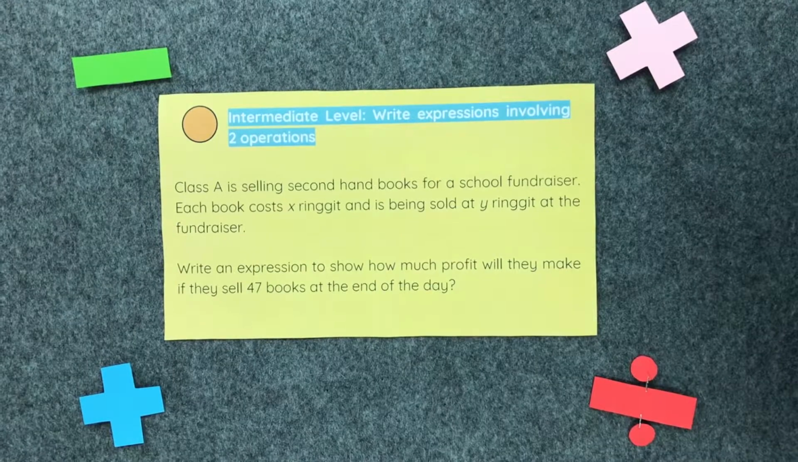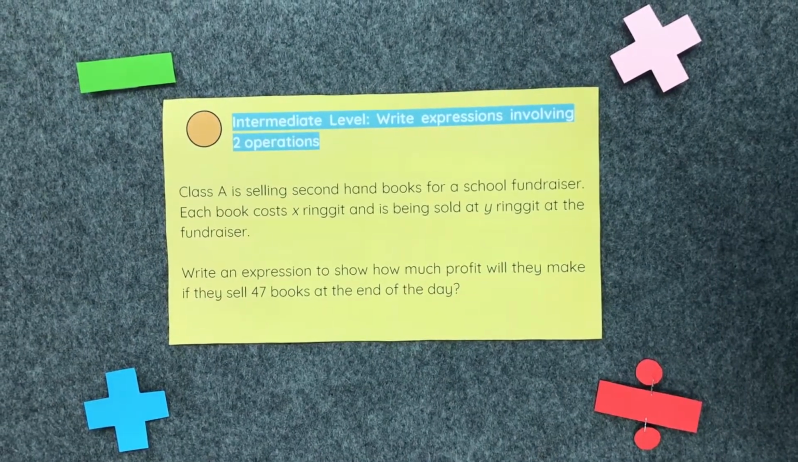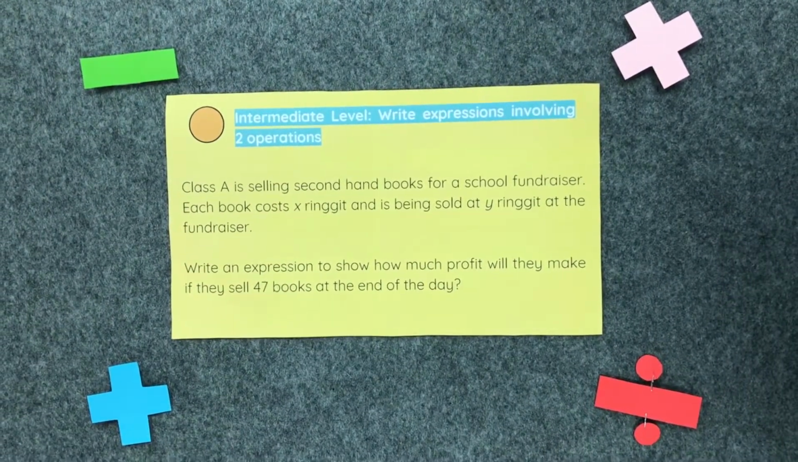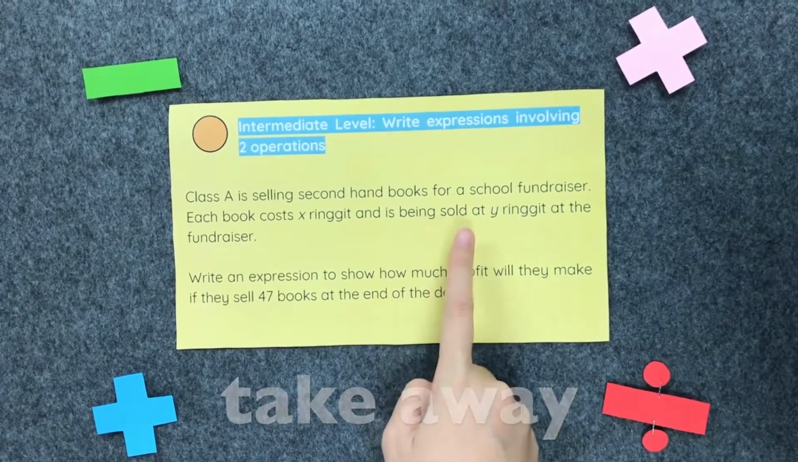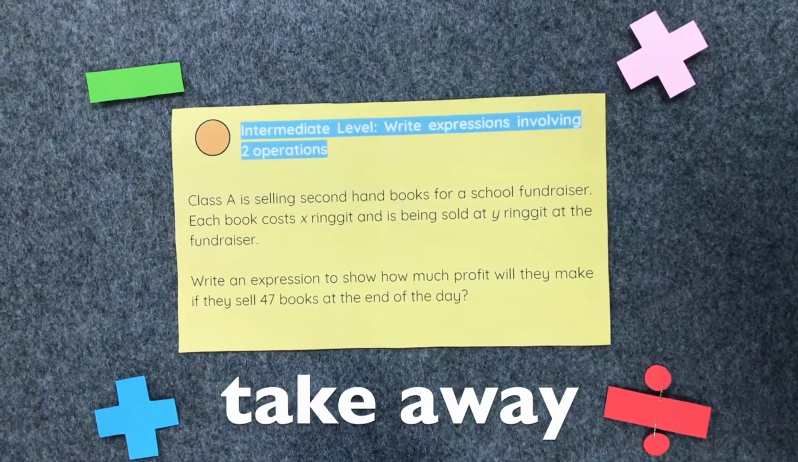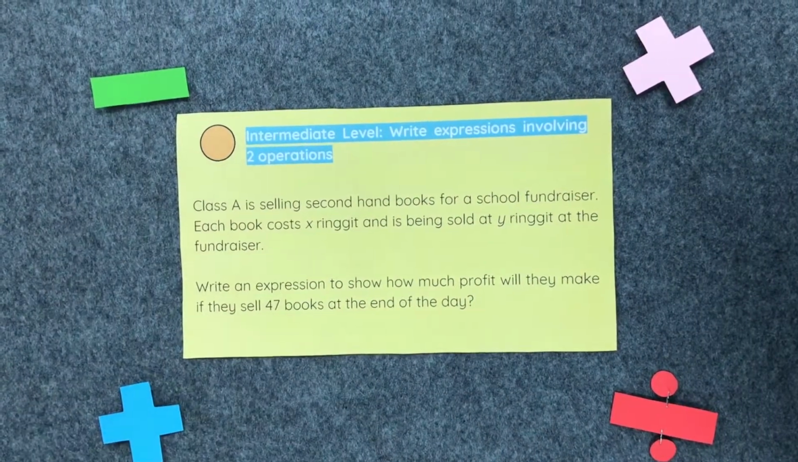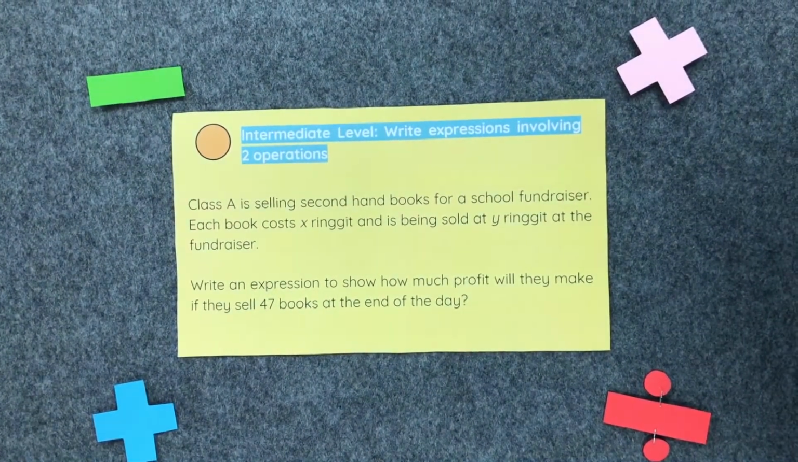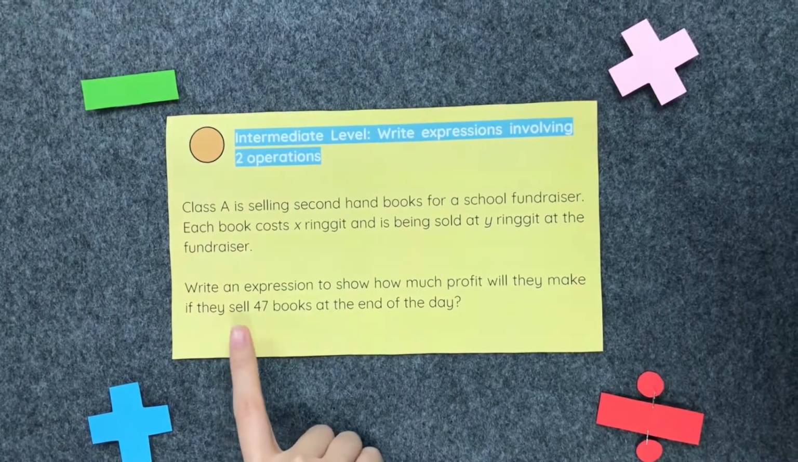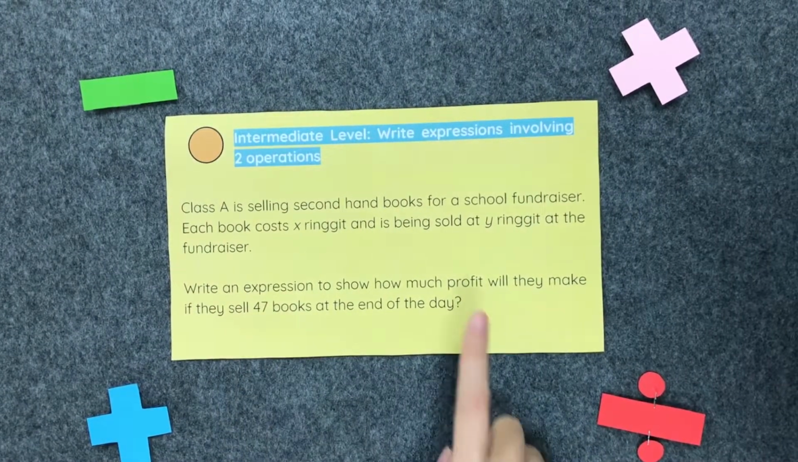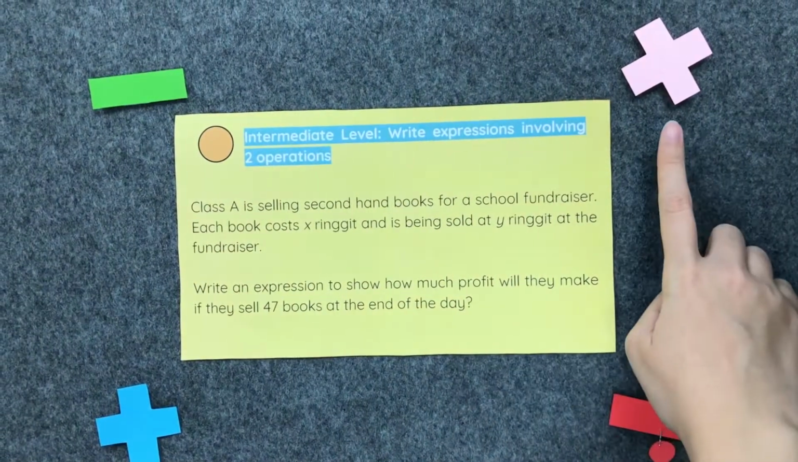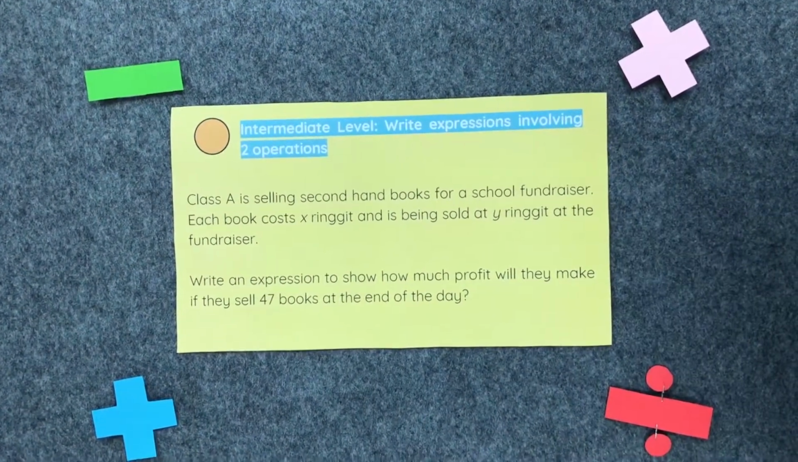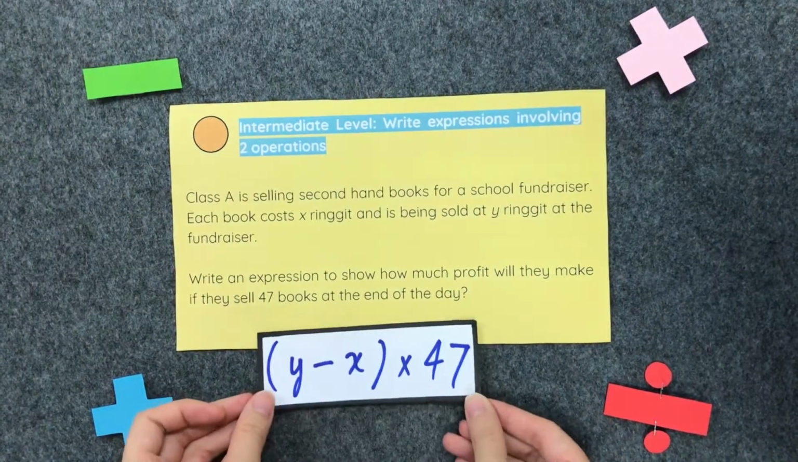Now let's look at the sample question for intermediate learners. So we know that every book costs X ringgit and is being sold at Y ringgit. So "being sold" is the same as taking away. So the operation will be subtraction. We still have one more operation to do. Because we know that they also sold 47 books at the end of the day, and we want to know the profit each book made, the operation will be multiplication. So the expression will look like this.